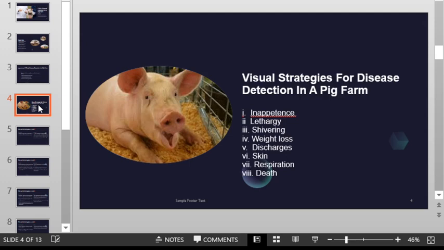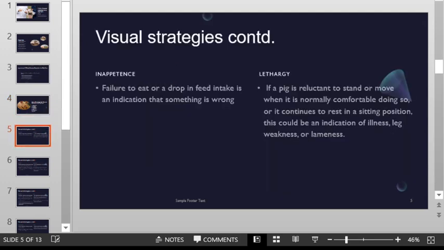The first is inappetence, lethargy, shivering, weight loss, discharges, skin, respiration, and then of course sudden death. So let's look at what each of these implies. We'll look at inappetence, and inappetence simply means a lack of appetite.